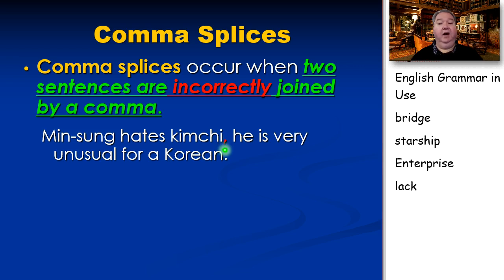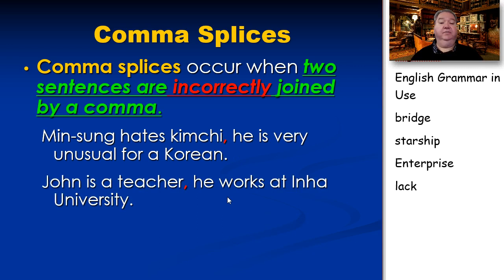It's incorrect. Or we could say John is a teacher. Subject, verb, complete thought, independent clause, sentence. He works at Inha University. Subject, verb, complete thought, independent clause, sentence. Sentence, comma splice. Illegal. Cannot do this. Both of these are comma splices. These are wrong. So how do we fix them?